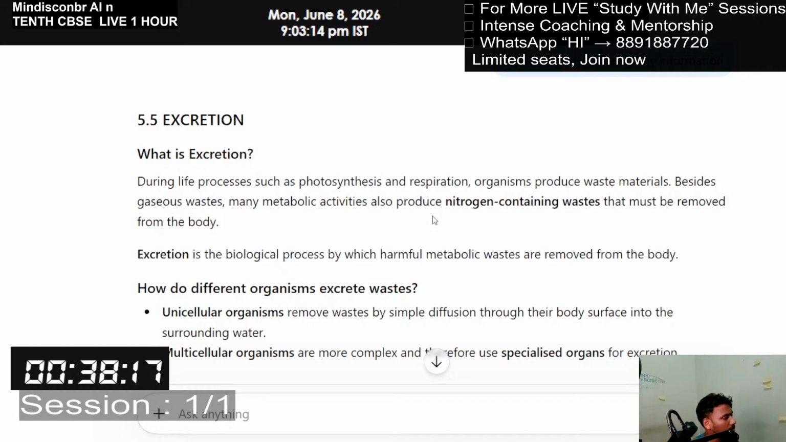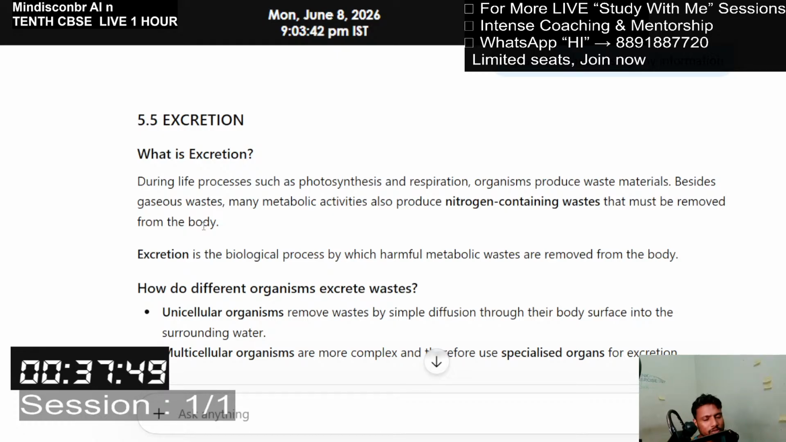What is excretion? During life processes such as photosynthesis and respiration, organisms produce waste materials. Besides gaseous wastes, many metabolic activities also produce nitrogen containing wastes that must be removed from the body.